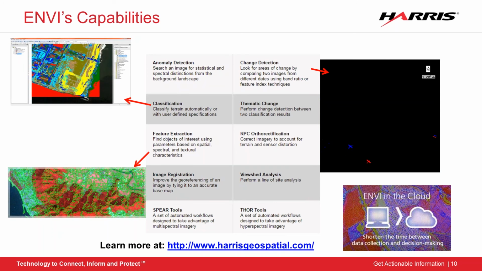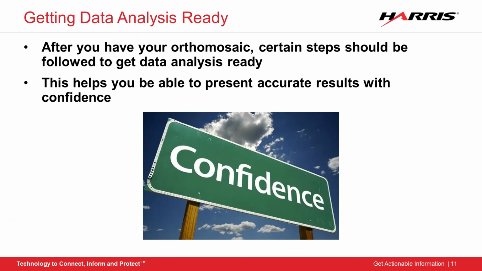Once you have that data in ENVI, there's lots of things that you can do with it. This is just a quick snapshot I got off of our website at harrisgeospatial.com: change detection, image classification, feature extraction. We also have ENVI in the cloud, the ENVI Services Engine, and IDL in the cloud as well. If you want to learn more about that, you can take a look at our website. So this is all I have for my summary. We'll jump right into the meat of the webinar today.